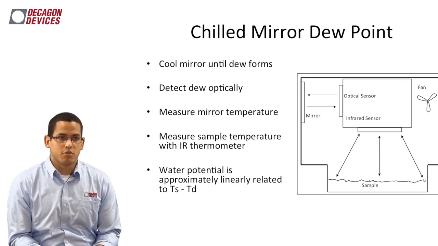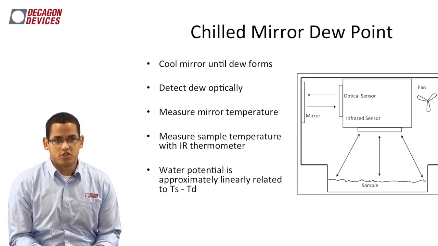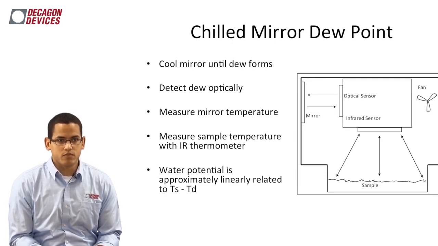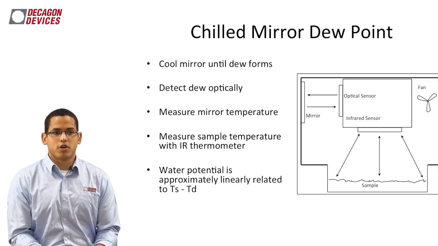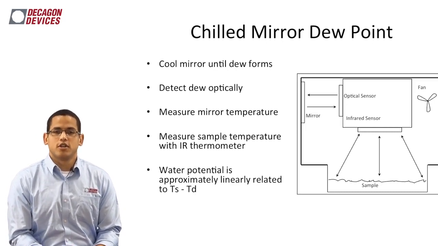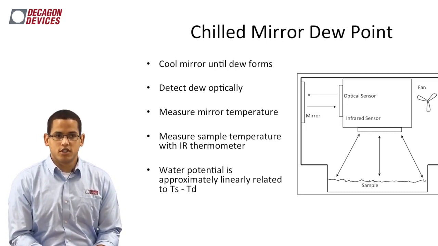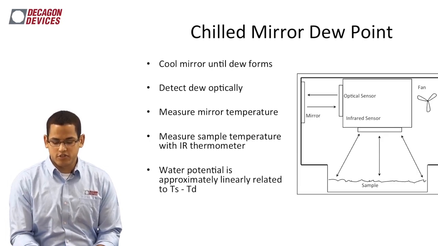And some other measures that are made: we use the mirror temperature when the dew is forming, and we do this continuously until we find that we've reached a steady state or an equilibrium within the sample chamber. And we're also measuring the sample temperature with an infrared thermometer. And water potential is approximately linearly related to the sample temperature minus the dew point temperature, or essentially the vapor deficit.